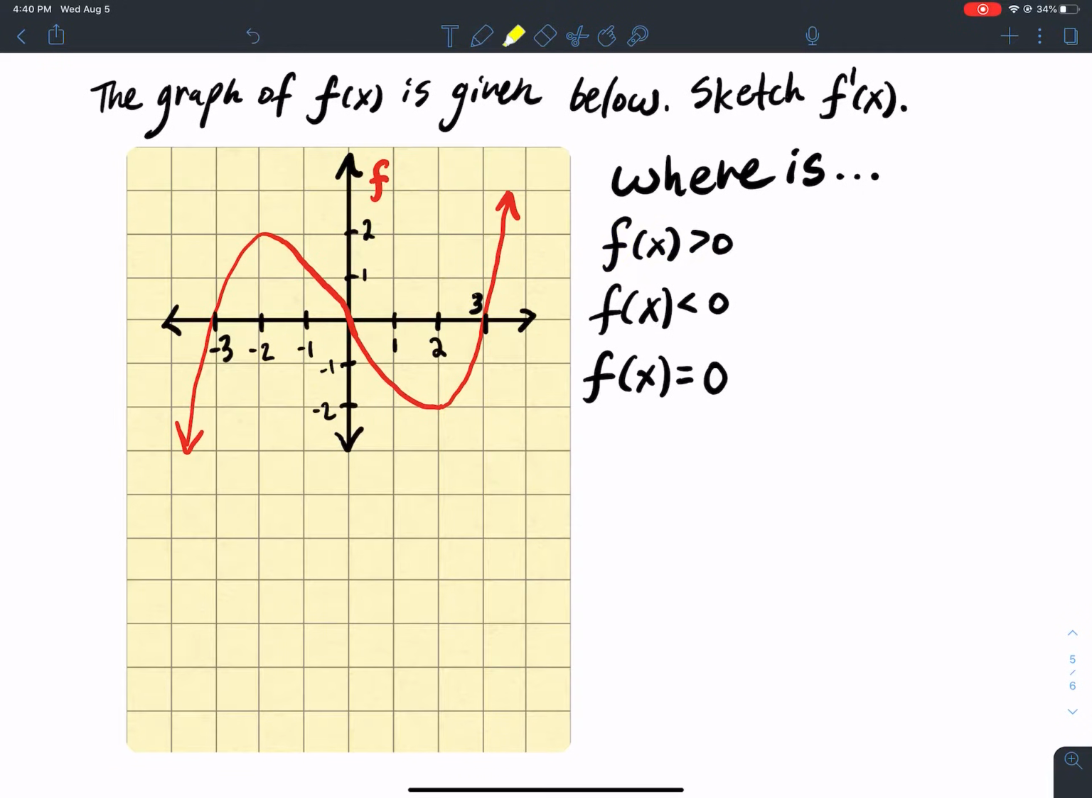So where is f of x positive? Well, f of x is positive for values of x from here to here, from -3 to 0, and then from 3 to infinity, okay? So x values in this domain produce a positive output.